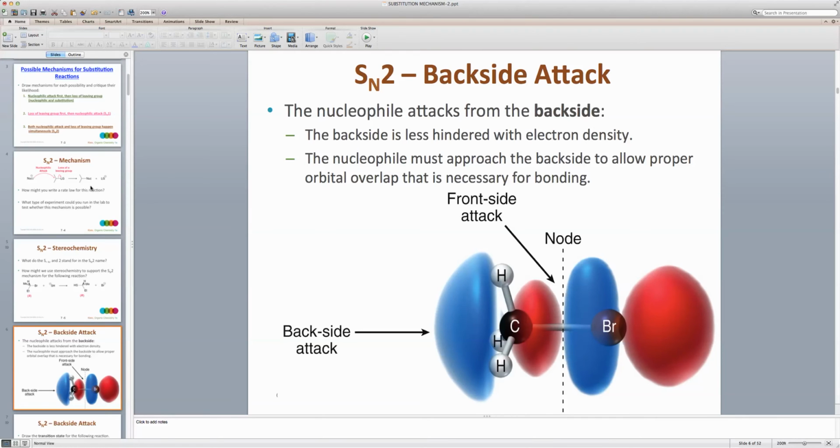Reason number one is that the backside carbon is certainly less hindered with electron density that the leaving group is going to occupy. And number two, you just don't have the orbital overlap because, again, you have a node between the atomic orbital of the carbon and the atomic orbital of the bromine. Whereas in the rear of the molecule, you have no such node. So there's a molecular orbital reason for this, and there's also a steric reason for this.